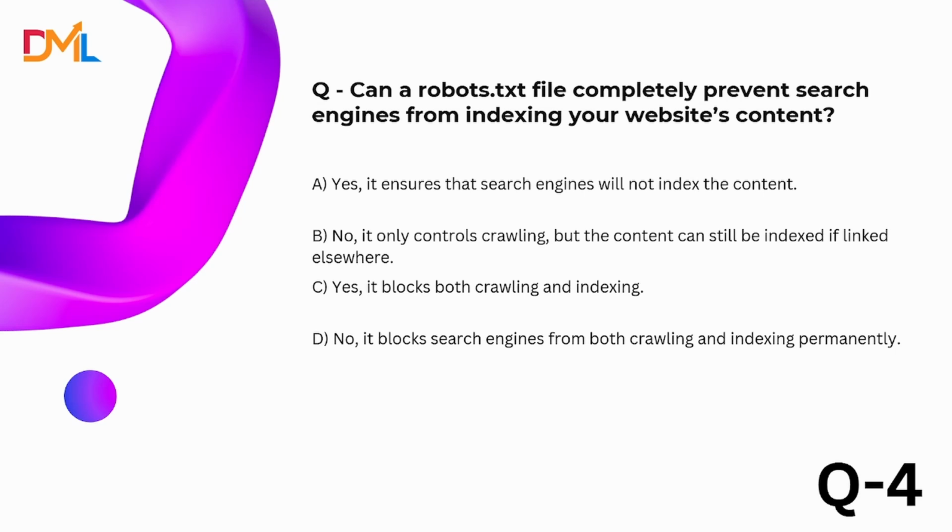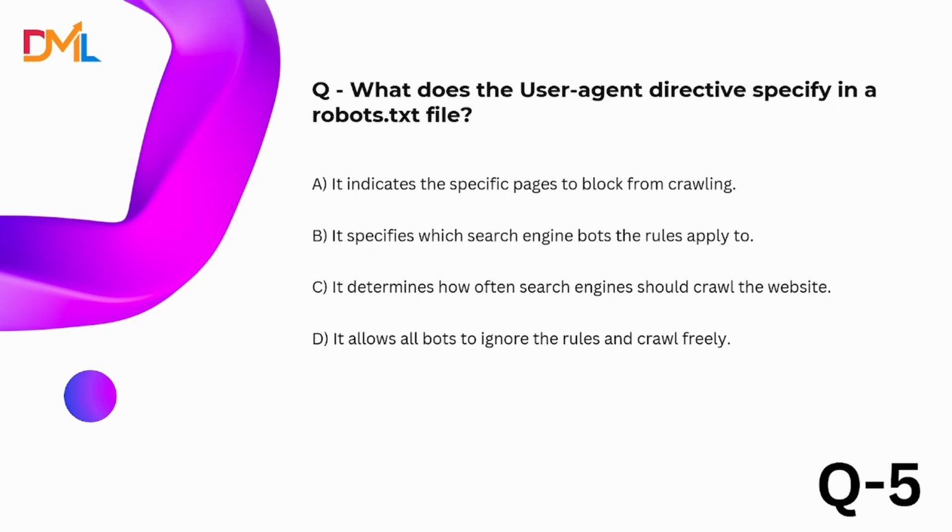Can a robots.txt file completely prevent search engines from indexing your website content? Answer B, no. It only controls crawling, but the content can still be indexed if linked elsewhere. Question number four: what does the User-agent directive specify in a robots.txt file? Answer B, it specifies which search engine bots the rule applies to.